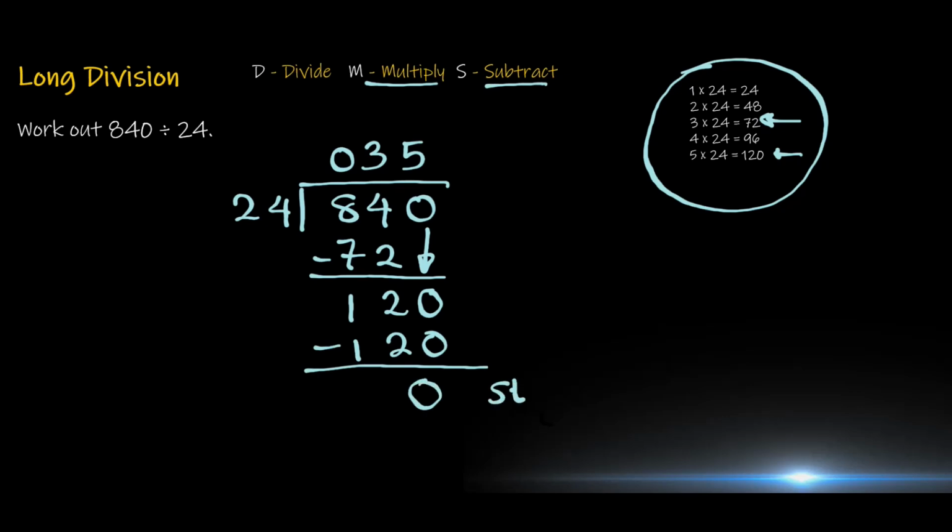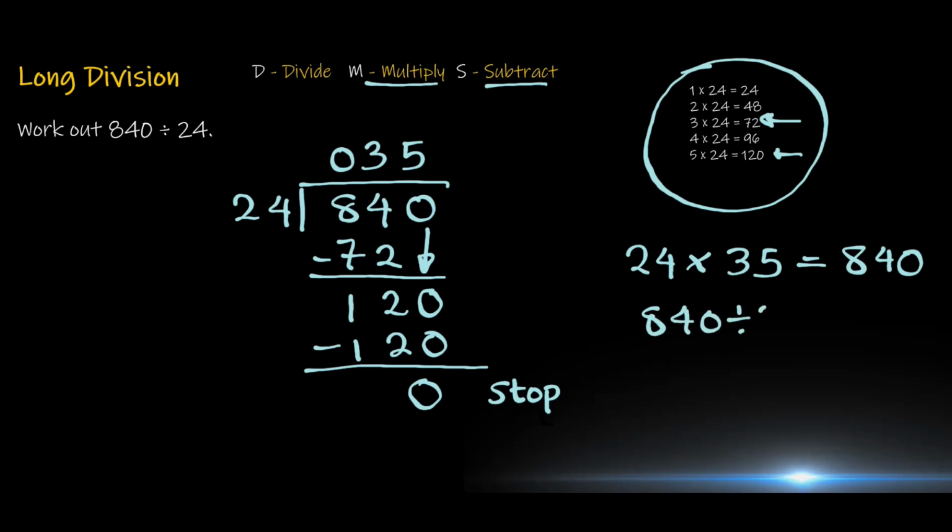So I stop. Once you get to the point where you have a 0, you stop. And that's the end of my long division. It is also important to note that 24 times 35 equals 840. 840 divided by 35 equals 24. And 840 divided by 24 equals 35. So essentially, multiplication is the opposite of division. So the way the numbers relate to themselves is the way I've just written them out.